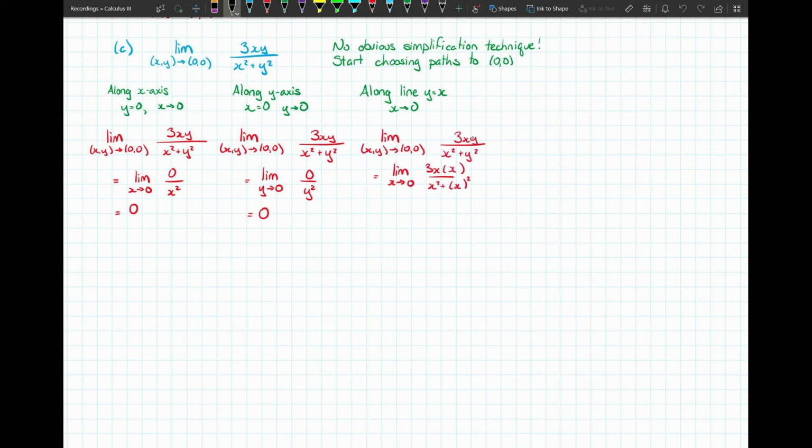Here we're going to replace all of the y's with x, since we're along the line y equals x. That makes this a single variable limit. And then along that line, we just need to let x approach 0, either from the left or from the right. And we can simplify that down and see whether or not this limit equals 0 again. That gives us 3x squared over 2x squared. And then unfortunately, that can be reduced and the x's can cancel. That leaves us with 3 over 2.